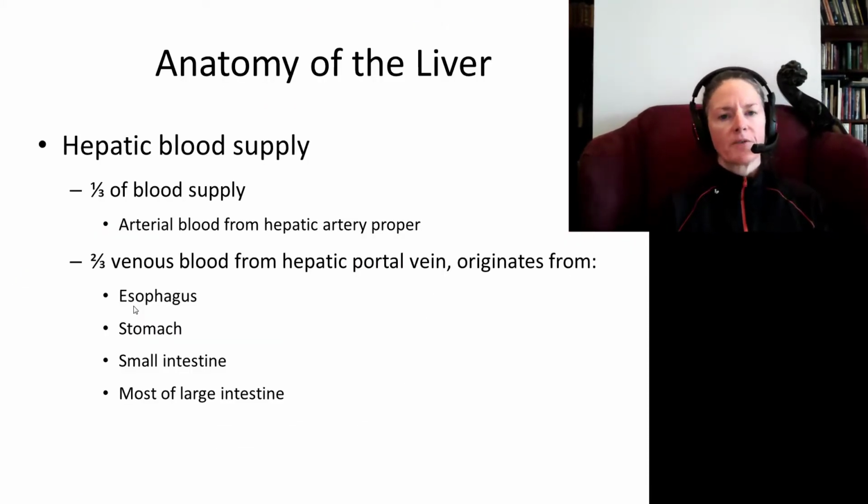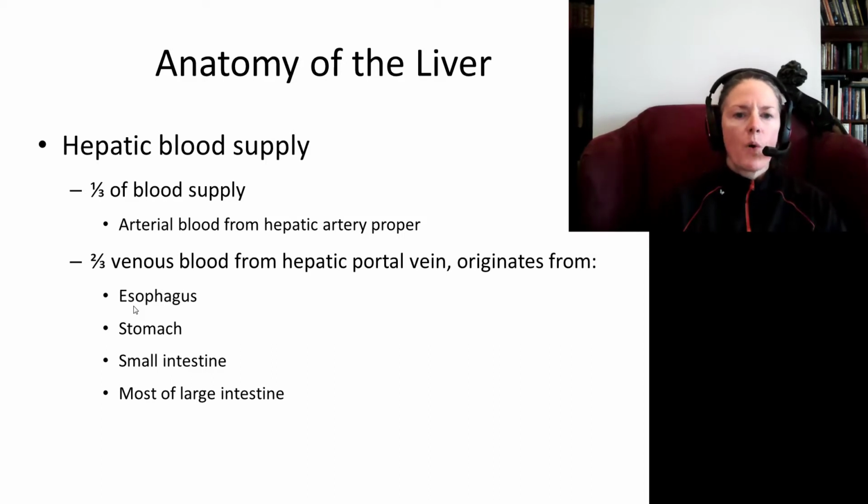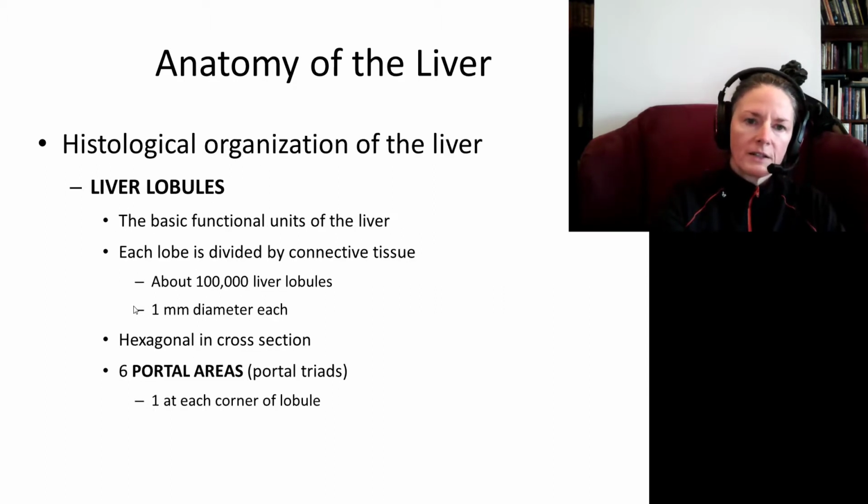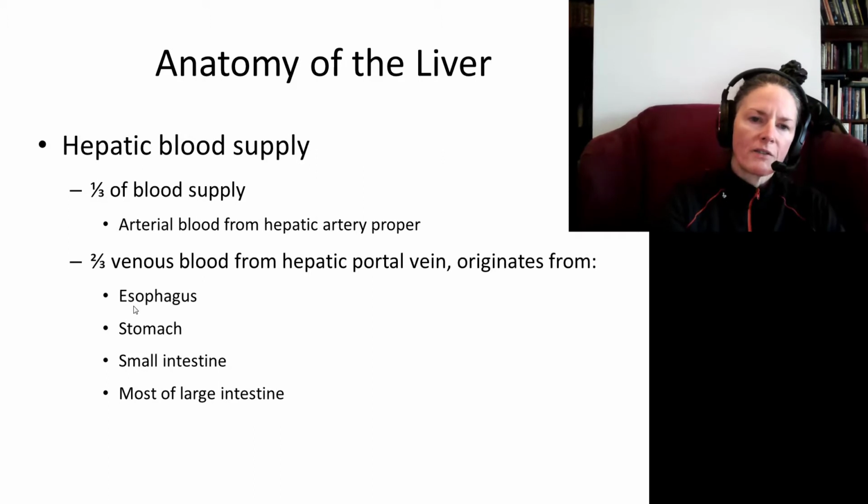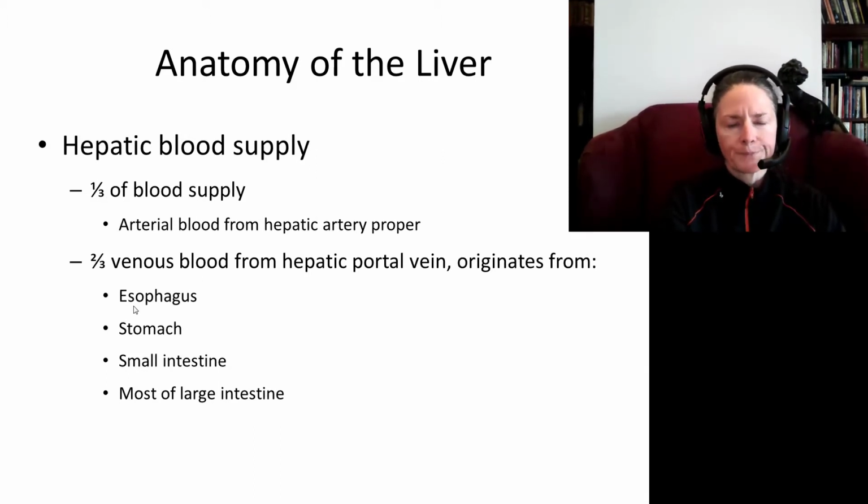The liver gets quite a bit of blood supply. It gets about 1/3 of its blood supply from the hepatic artery proper, and 2/3 of it comes from the hepatic portal vein, which is bringing nutrients, a lot of them from the small intestine. We're also going to be receiving some blood from the esophagus, stomach, and a lot of the large intestine. Now, 25% of cardiac output will actually go to the liver, so this is a very large percent.